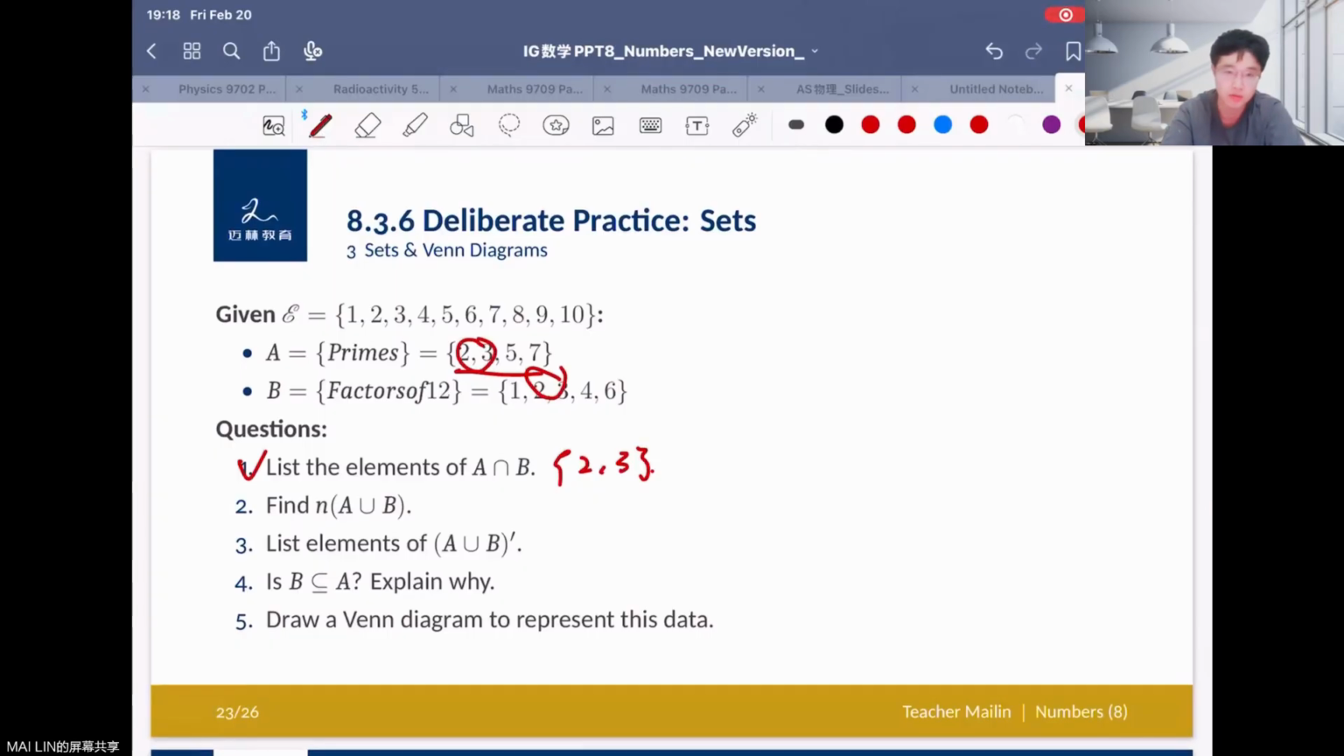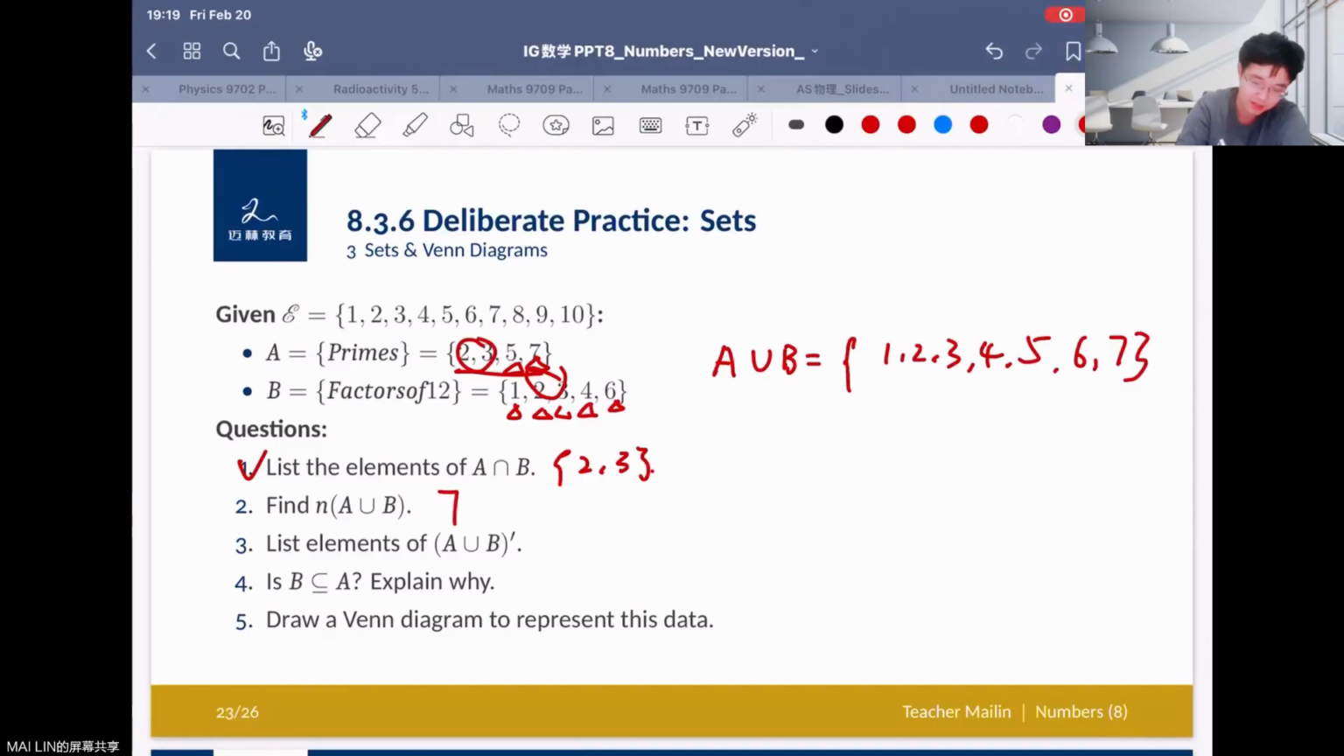And the second problem is to find the number of elements in the set A or B, right? So first we can write down A or B. So A or B is here, we have 1, 2, 3, and we have 4, and we have 5, and we got the last 6 and the last 7, right? So it's 1, 2, 3, 4, 5, 6, 7. Okay. You can find here that we have 7 numbers in this, so we can say n equals 7.